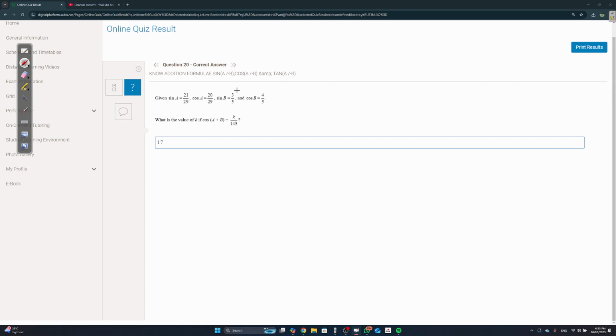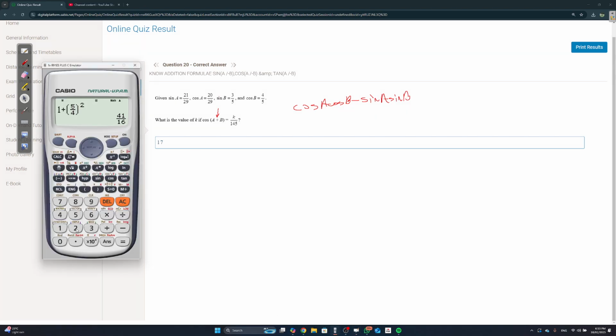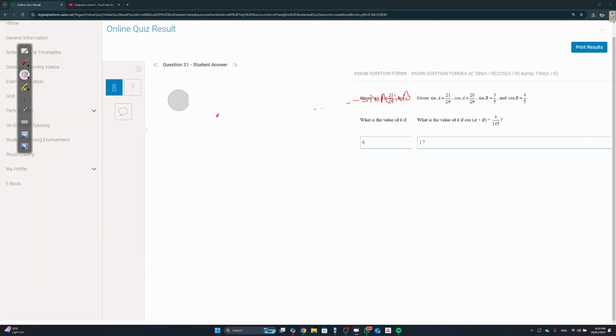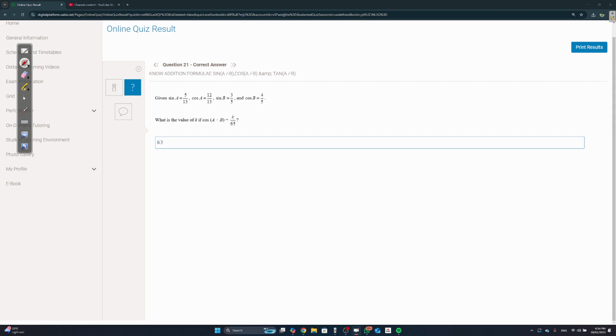Given sine a, cosine a, sine b, cosine b, what is cosine a plus b? Cosine a plus b is cosine a, cosine b, minus sine a, sine b. Cosine a is 20 over 29. Cosine b is 4 over 5, minus sine a, 21 over 29, times sine b, which is 3 over 5. 17 over 145. So k is 17. I'm flying through them because I want to finish, and it's very easy.